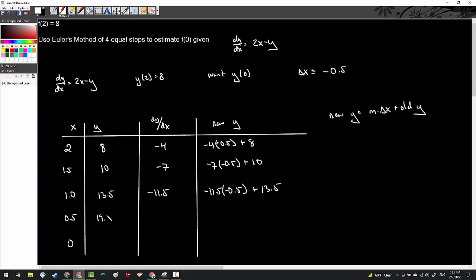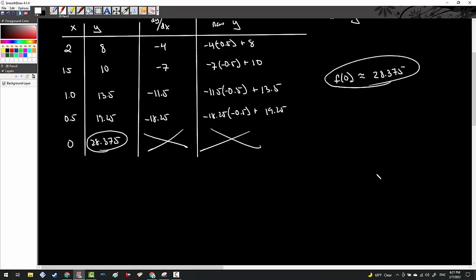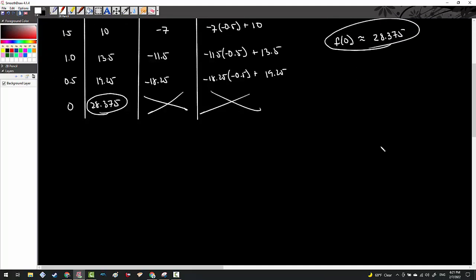So from here, this is going to be 19.25. Again, 0.5 and 19.25 into here is going to be negative 18.25. So I got negative 18.25 again times delta x plus old y, 19.25. And again, I get 28.375, and I am done. I will not go into this territory. I don't want to find f of negative 0.5. I know that y of 0 is approximately equal to 28.375. And again, using a series of linear approximations, I was able to estimate that this is what it would become.